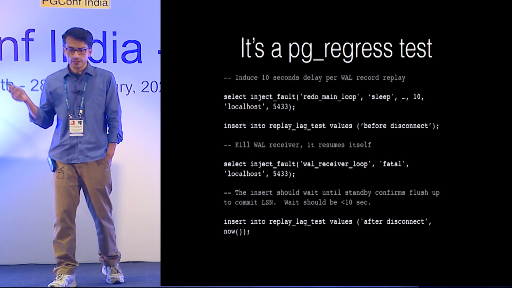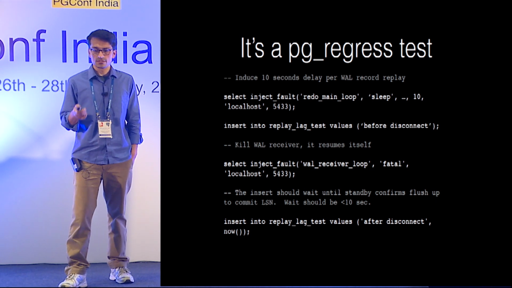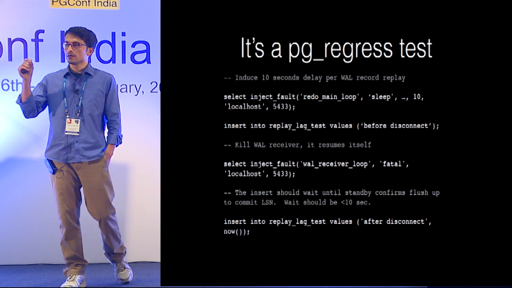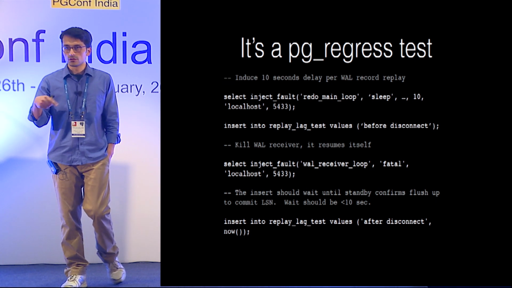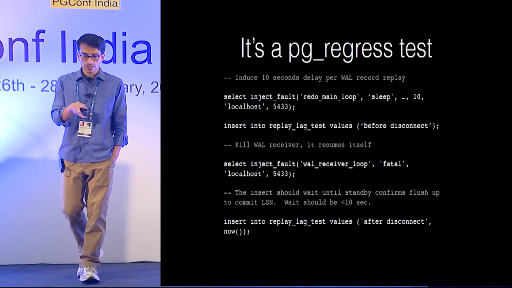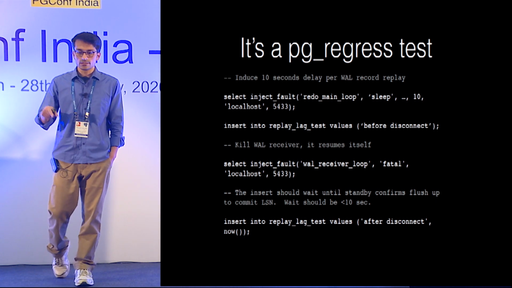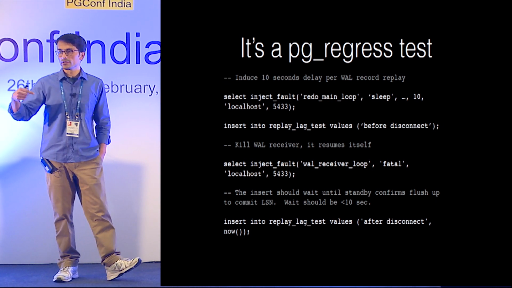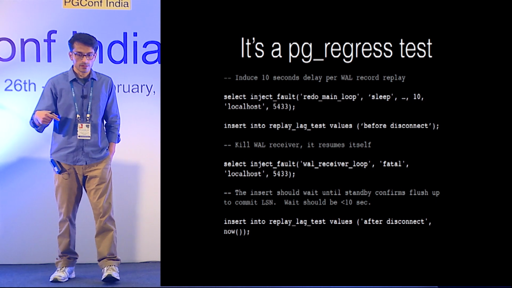Select inject fault, redo main loop, and sleep. Sleep is the type of fault we are using here, and the number 10 is the seconds to sleep for. So what this means is once this fault is injected, the standby will start sleeping before it applies a WAL record in its main loop, right?